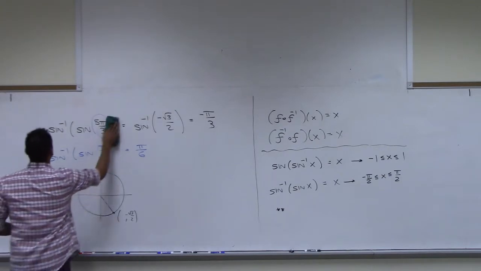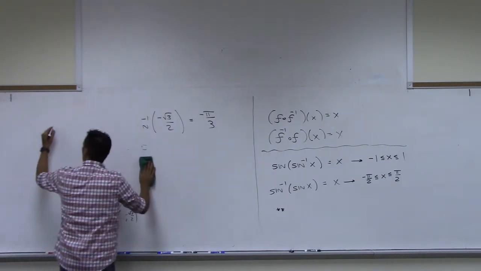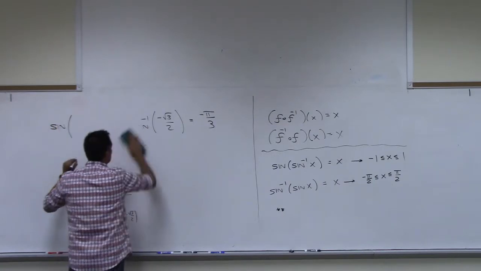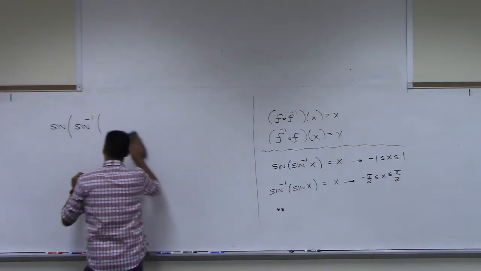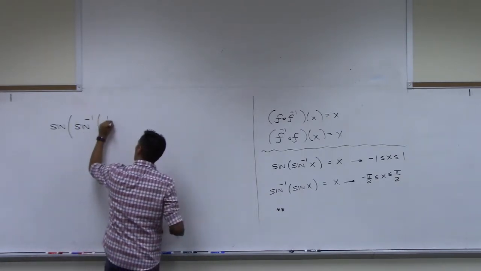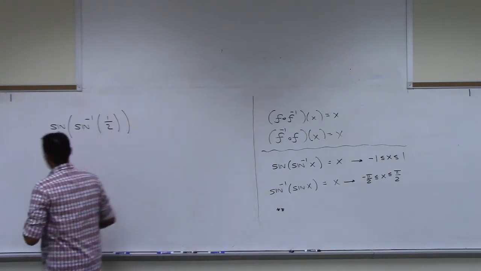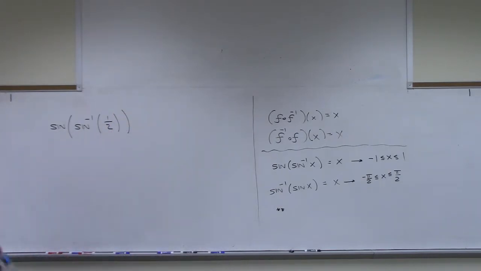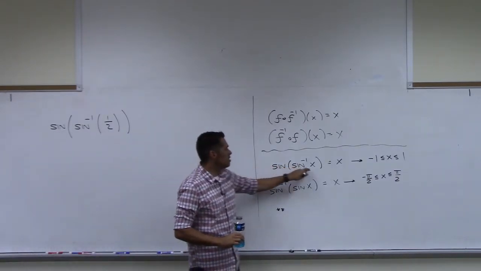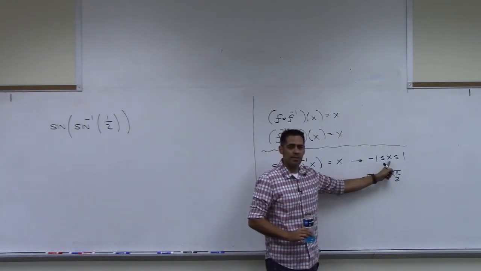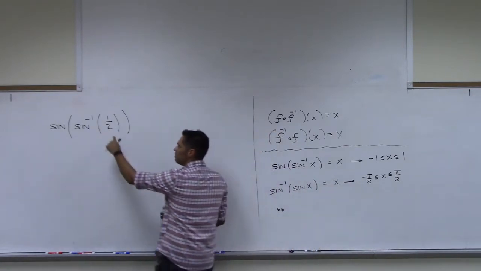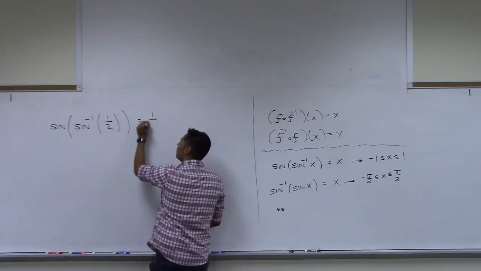How about sine of arc sine of 1/2? What is that? That's a half. Are you using the property over there? Yes, you can use this property. So now I'm using this one. The arc sine's on the inside. This formula will always work so long as the thing you're plugging in is between -1 and 1. So as long as this is between -1 and 1, it's just going to spit out 1/2.